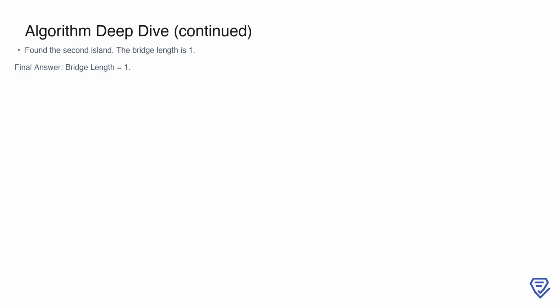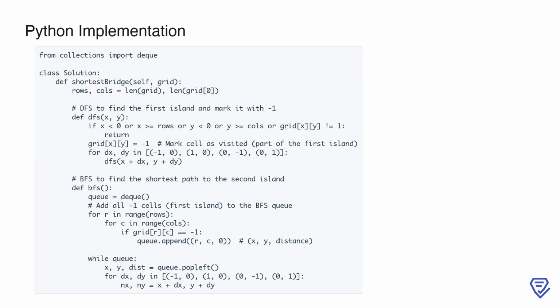the shortest path. To solve the shortest bridge problem, we first need to identify the two islands in the grid. We'll begin by determining the dimensions of the grid, its rows and columns. To locate the first island, we use a depth-first search, or DFS, which explores all connected land cells. The DFS function marks each visited cell as -1 to indicate that it belongs to the first island. This marking ensures we don't revisit these cells later.